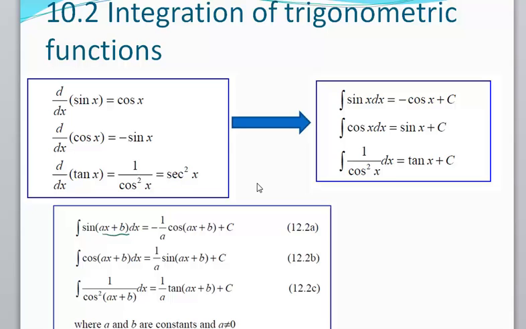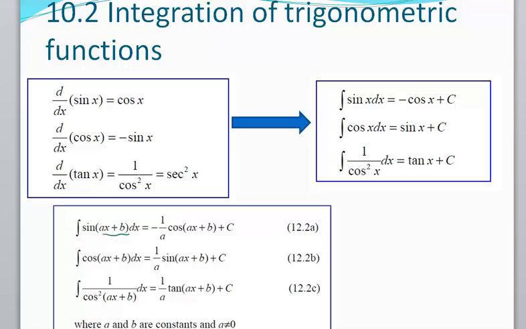Integration of trigonometric functions. In week 8 we looked at differentiating our trigonometric functions and we found these following results here. When we differentiated sine of x, we got cosine of x. Differentiating cosine of x, we got negative sine of x. And differentiating tan of x, we got either 1 on cosine squared x or sec squared x. Now we're looking at integrating, which is our reverse.